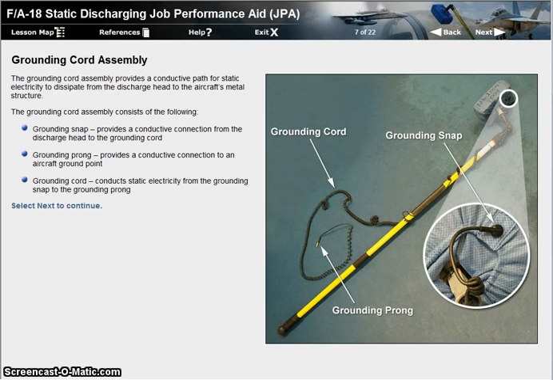The grounding cord assembly provides a conductive path for static electricity to dissipate from the discharge head to the aircraft's metal structure. The grounding cord assembly consists of the following. Grounding snap provides a conductive connection from the discharge head to the grounding cord. Grounding prong provides a conductive connection to an aircraft ground point, and grounding cord conducts static electricity from the grounding snap to the grounding prong.